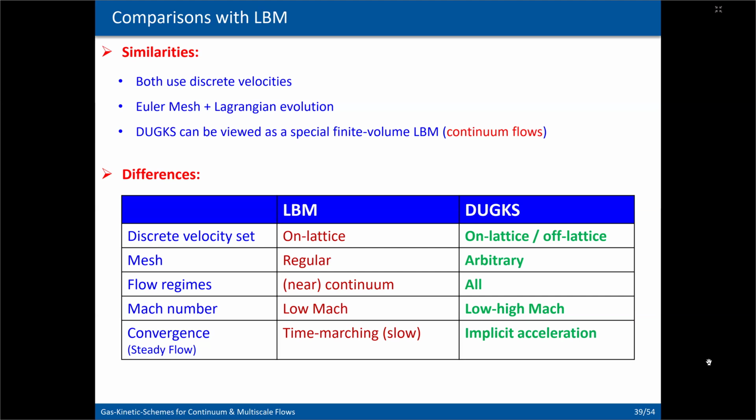About the Mach number, LBM is usually limited to low Mach numbers, but for DUGKS the Mach number is not so limited. And another difference is for steady flows. For steady flows, the LBM usually converges very slowly. But for DUGKS, we can use acceleration techniques to improve the convergence.